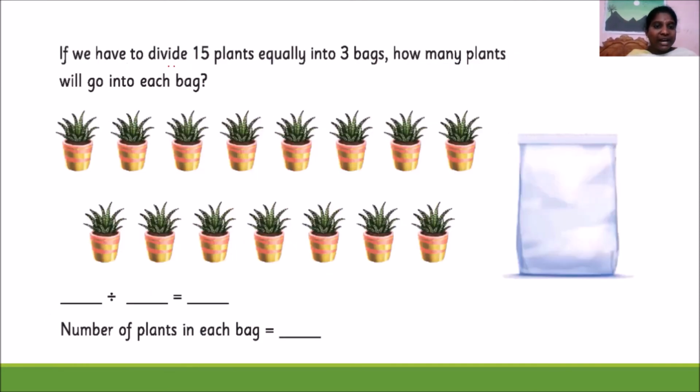If we have to divide 15 plants equally into 3 bags, how many plants will go into each bag? See, we have 15 plants. And also, we have 3 bags. What do we have to do? We have to equally share these 15 into 3 bags. Write the division fact. The total number of plants is 15, divided equally into 3 bags. How many 3s are 15, children?